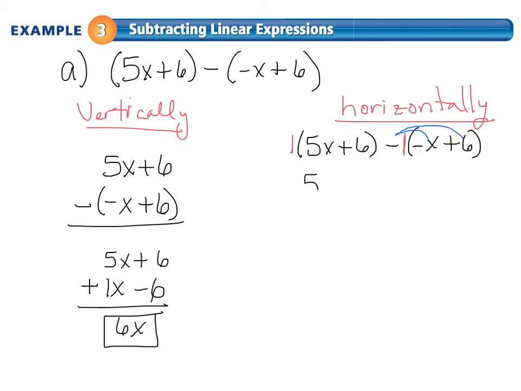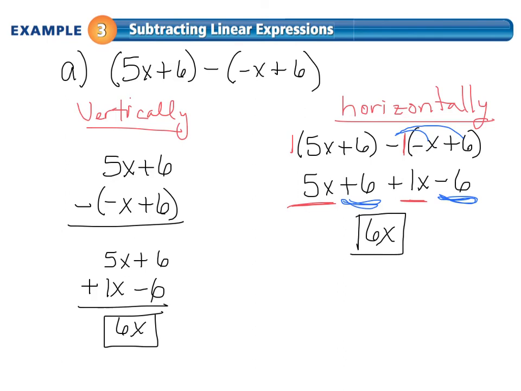So this would give us 5x plus 6. A negative 1 times a negative x is positive 1x. Negative 1 times 6 is negative 6. We combine like terms. 5x plus 1x gives us 6x. 6 minus 6 gives us 0. So our answer would also be 6x.